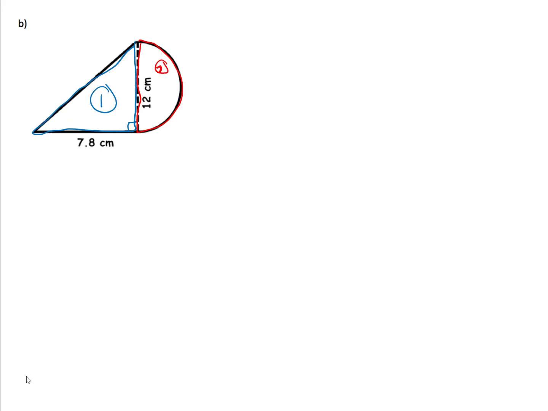Now, this will take a little bit of thinking on our part because we don't have a formula for half a circle, but we do have a formula for a whole circle. We'll get to that in a minute. Let's start with area 1. The area of a triangle, if you recall, is base times height divided by 2, or base times height times 1/2. Either way, the math will work out.